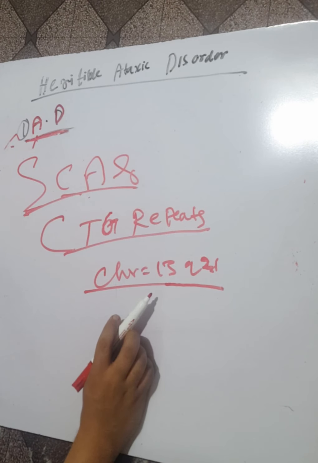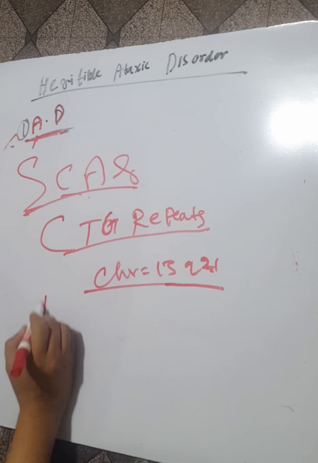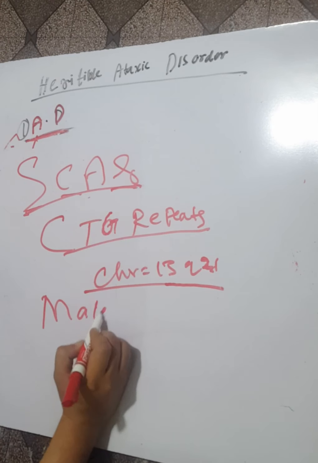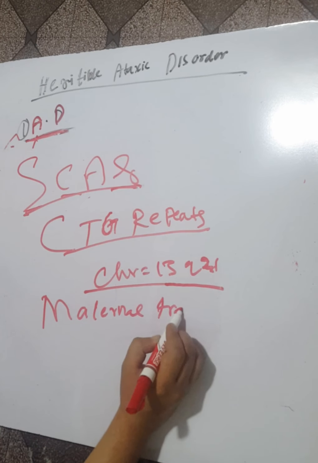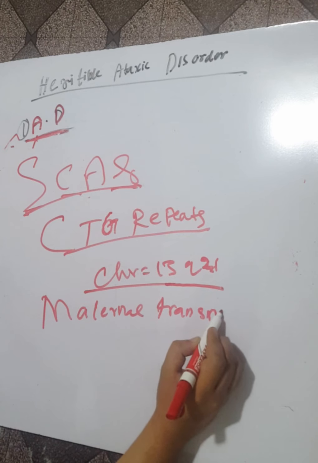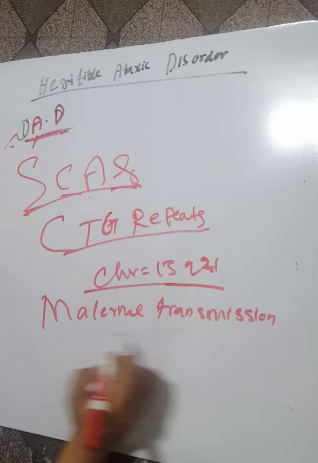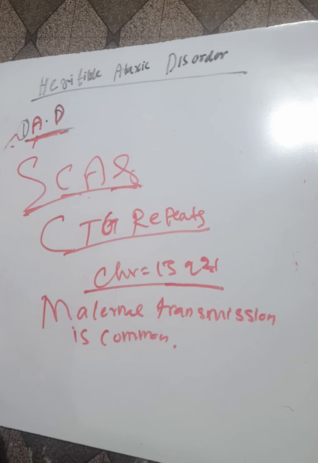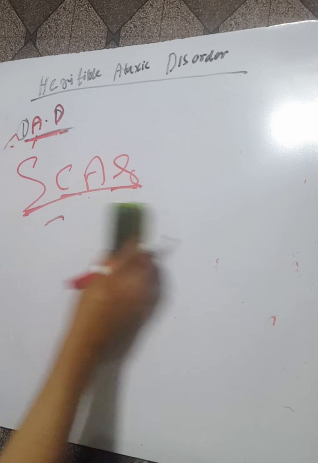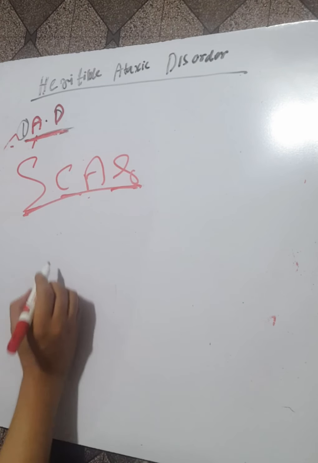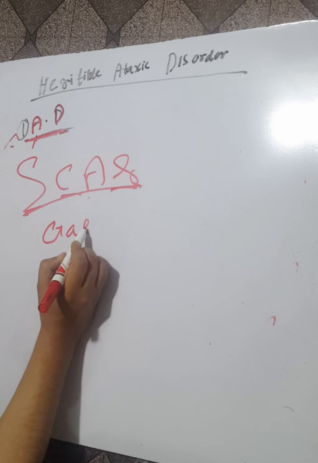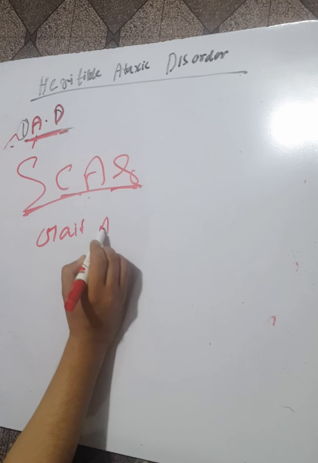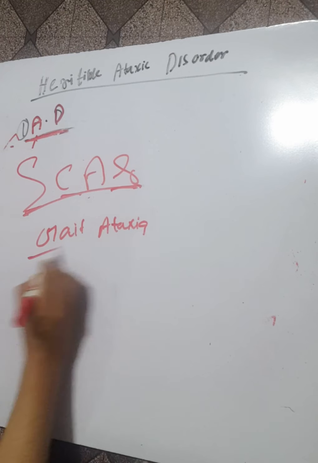Studies suggest that maternal transmission is common. SCA7 is due to paternal and SCA8 due to maternal transmission. The symptom of SCA8 is gait ataxia.